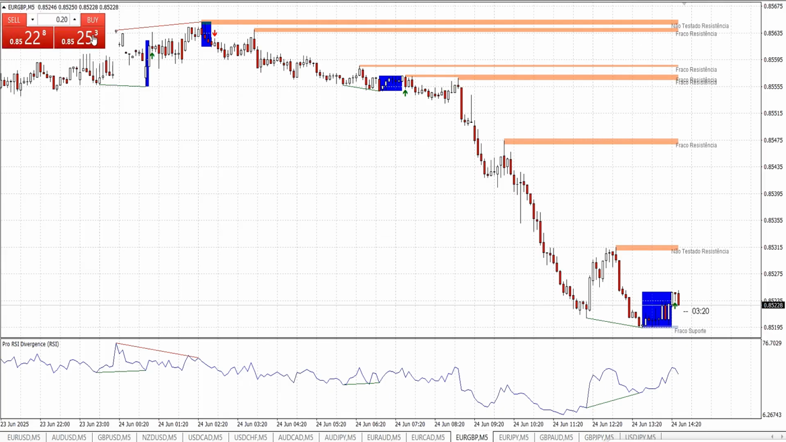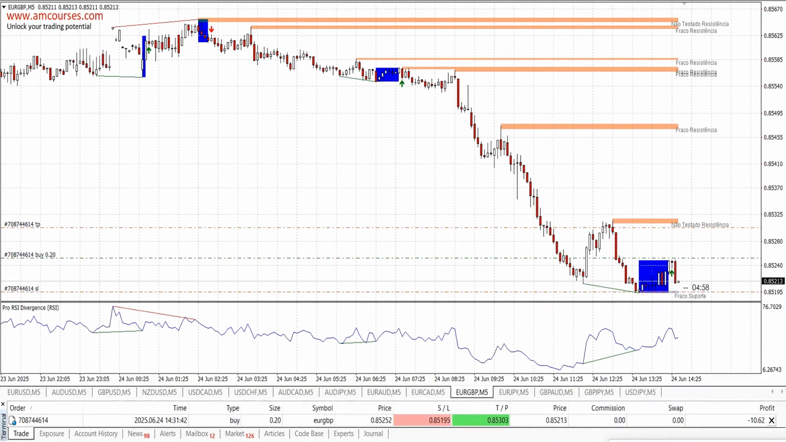Let me show you a live buy trade. I took it on EURGBP M5 using the RSI Divergence Signals Indicator, and how this setup came together beautifully. Let's break it down step by step.